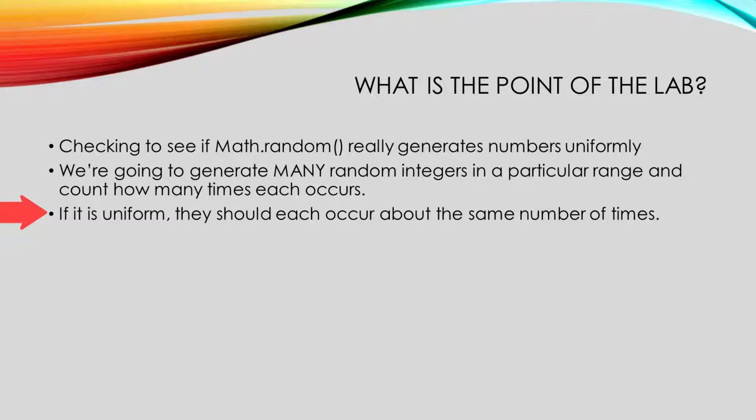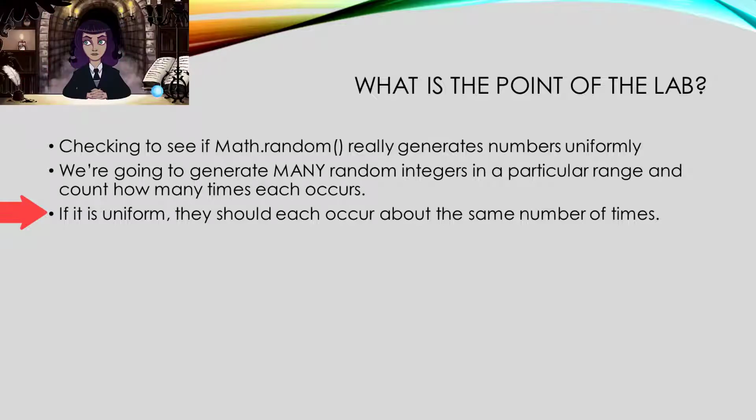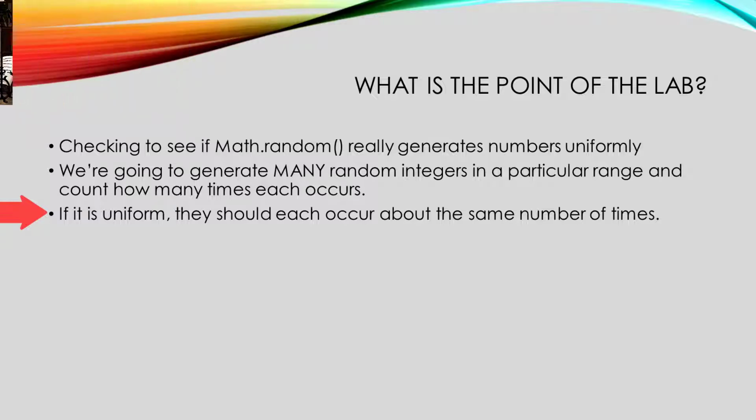Essentially, we are rolling a six-sided die thousands of times and making sure that every side is equally likely. In the end, they won't have rolled the exact same number of times. There is a random effect when you roll a die. But there shouldn't be one side that happens a lot more times than any of the others.